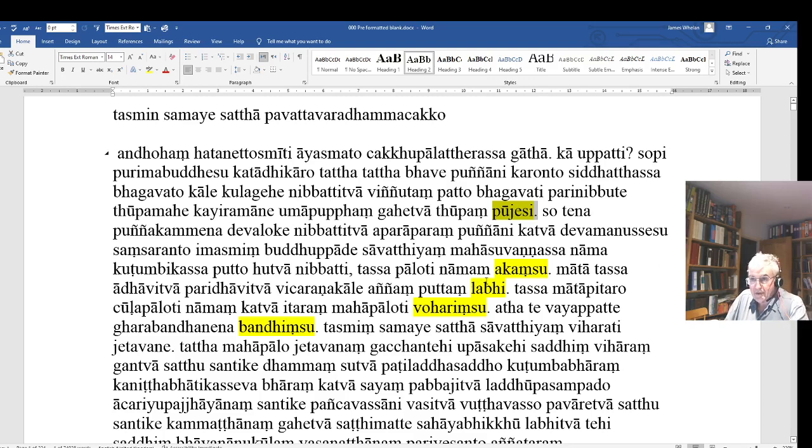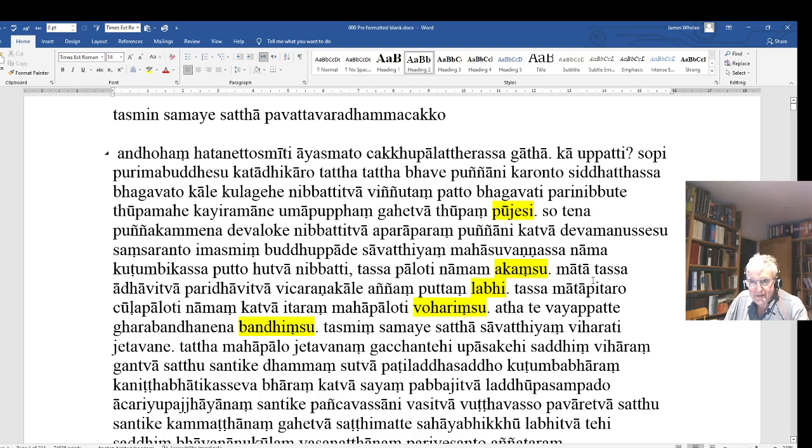Mata, even without understanding the sentence, just look at the form of the words. Mata tassa adhavitva, paridhavitva, and so on. Again, the two previous verbs in the absolutive, and only the final verb in a finite form, that is by finite, not participial, but fully conjugated in person and tense and number, labhi.